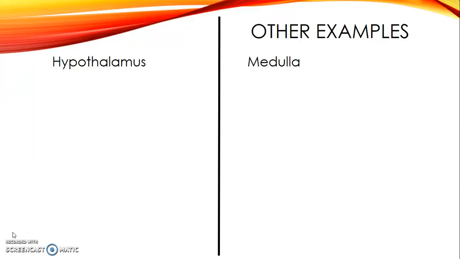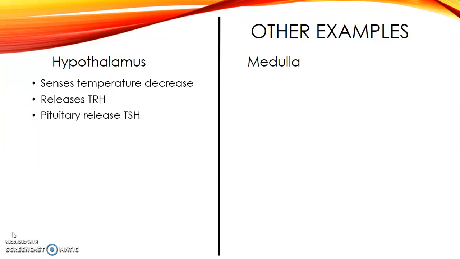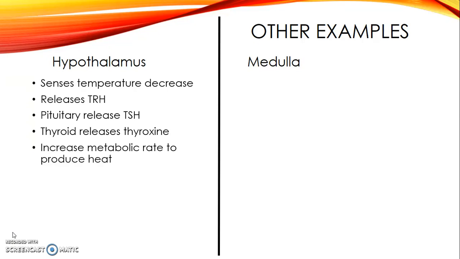We're going to look at two more examples of brain responses. One really quickly because we've talked a lot about it, and then we're going to talk about what the medulla does. We've talked about the hypothalamus, so we're going to go through this quickly. The hypothalamus has the ability to sense temperature decreases. If you remember, when the hypothalamus senses a temperature decrease, it releases the hormone TRH, which then goes to the pituitary and releases TSH. The TSH then travels to the thyroid, which causes the thyroid to release thyroxine. Thyroxine can then increase the metabolic rate, which produces heat and warms up the body. We've talked about that one extensively.